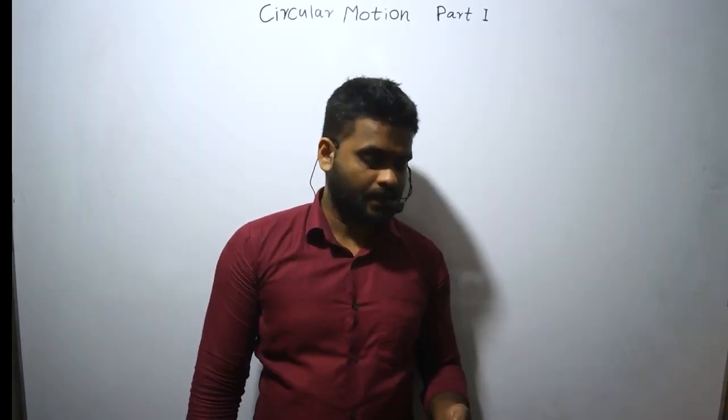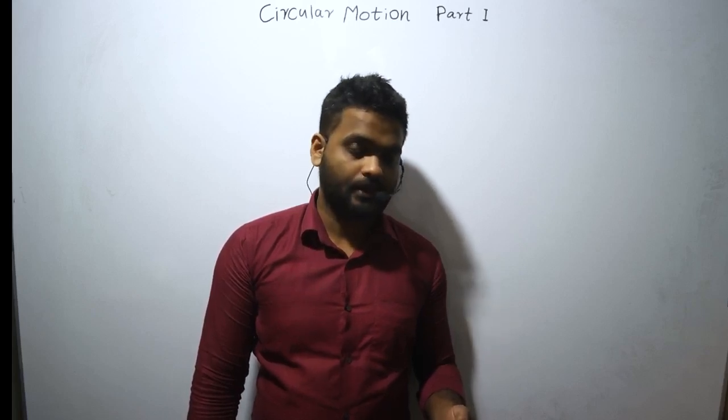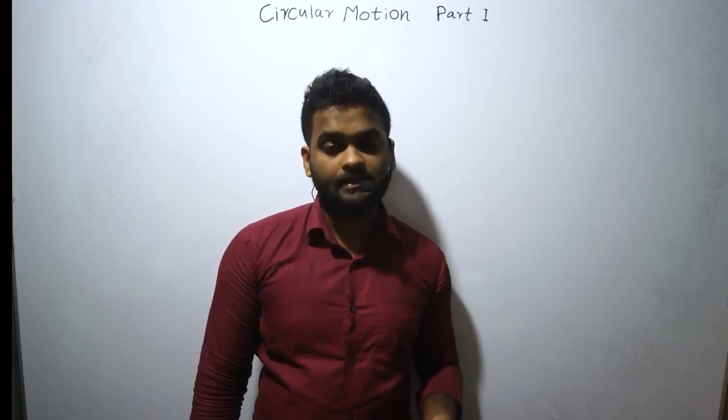Third question. The change of velocity of a particle moving with uniform speed, not velocity, speed, v, in a circular path when it makes pi over 3 rad is.